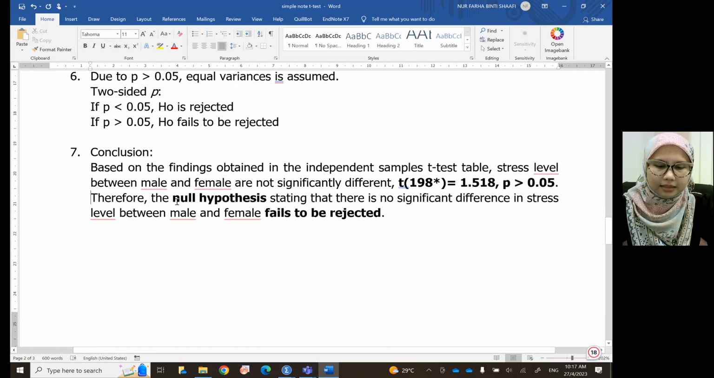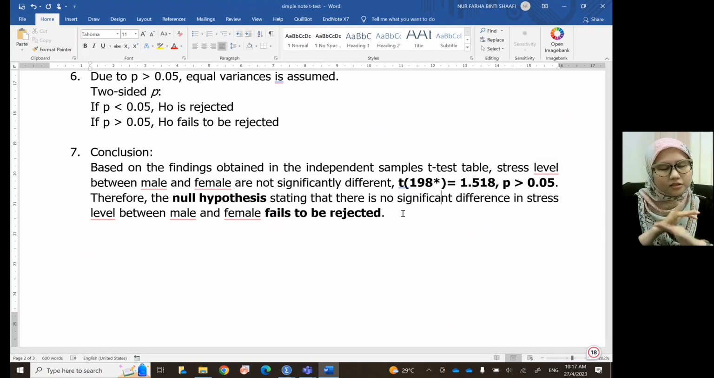Therefore, the null hypothesis, what is your null hypothesis? There is no significant difference in stress level between male and female. So this null hypothesis statement failed to be rejected. We are not rejecting, we are accepting this null hypothesis, meaning that there is no significant difference between male stress level and female stress level.